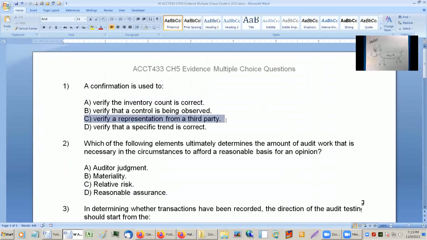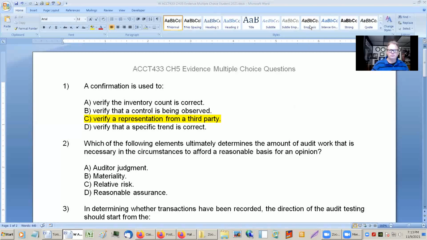Number one, a confirmation is used to, yes, verify a representation for a third party. So you think about it as like the bank confirmation. It's a third party, and they're making the representation that this is what is in the account, this is what the loans are, and so on. So that's what a confirmation was.